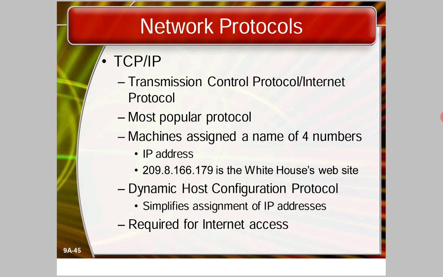IP addresses, or TCP/IP addresses, are unique numbers, made of four parts, each ranging from 0 to 255. An example is 209.8.166.179. Another type of protocol is DHCP, the Dynamic Host Configuration Protocol.